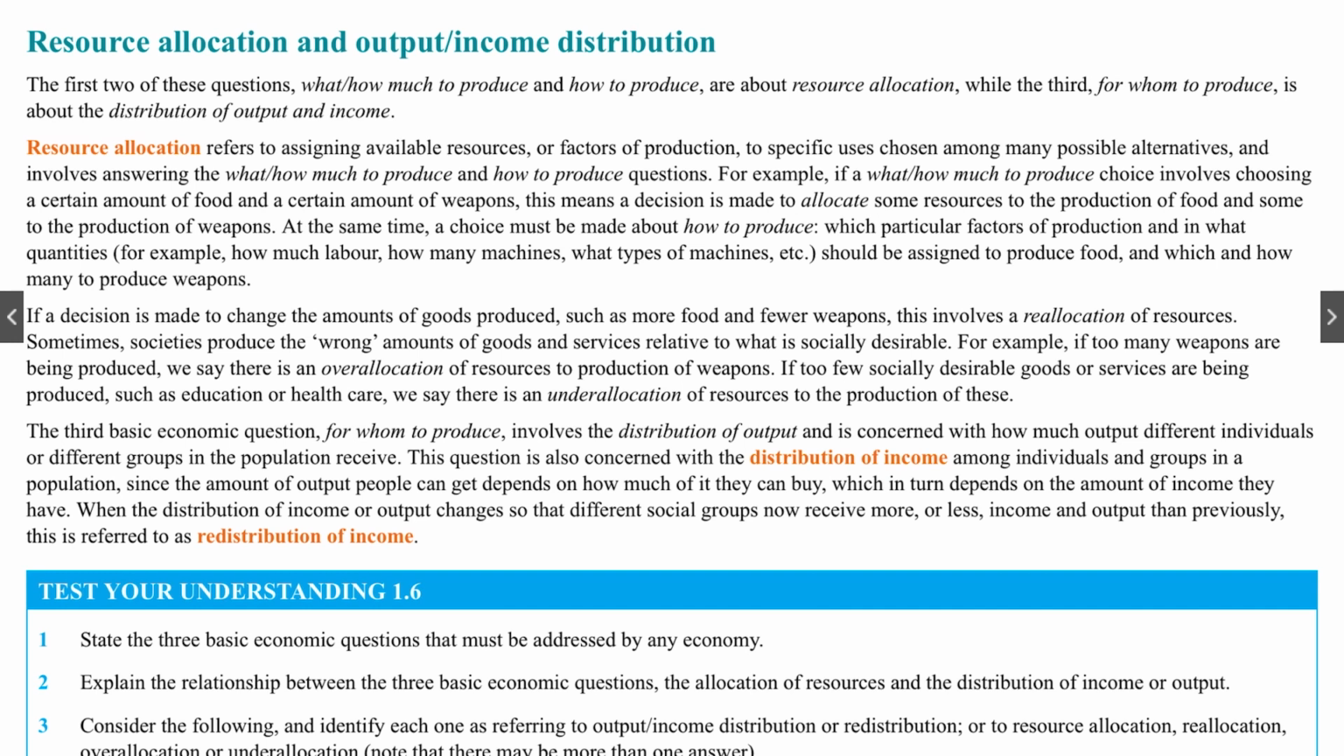So then distribution of income refers to for whom to produce. We'll go into this later, but selling goods can redistribute income based on taxes. The government has a role in it. The amount of output people can get depends on how much of it they can buy, which in turn depends on the amount of income they have. If a person has low income, they cannot buy as much. If a person has high income, obviously they can buy a lot more. So when we talk about for whom to produce, a lot of people or luxury brands aim to produce for people who have high incomes rather than those with low incomes, because they are more likely to buy their products.